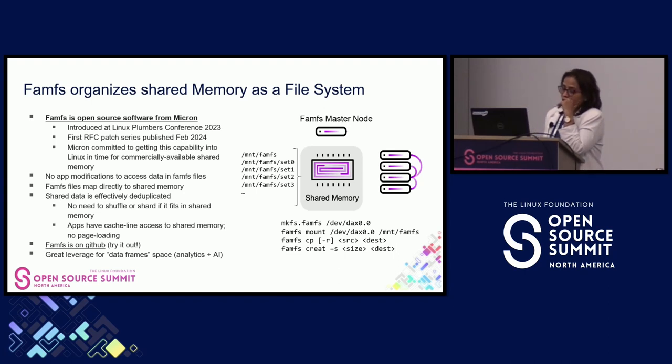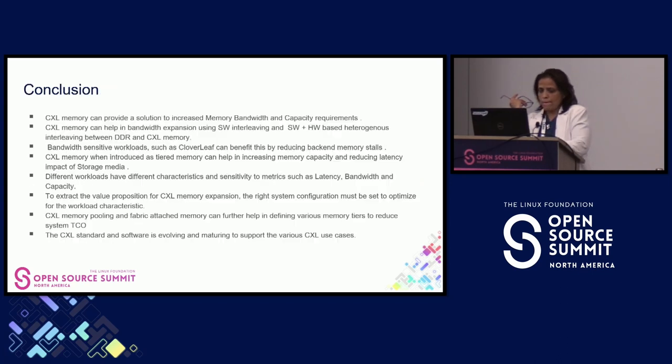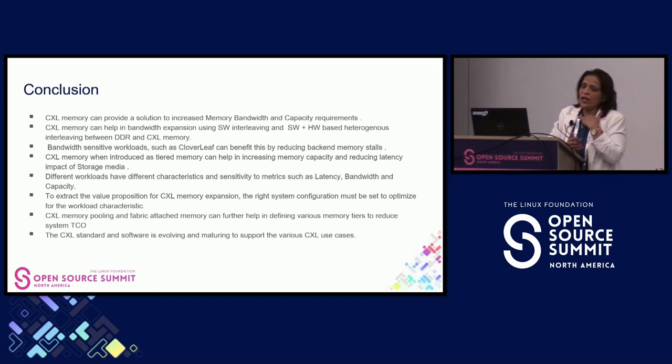This FAMFS maps directly to shared memory, and the application can directly use it through a simple memory map interface. It's available on GitHub, and the target is to focus on applications such as AI applications where large data sets are used, which can be shared across multiple applications. Okay, so here my intention was to cover these two value propositions and how those are currently supported in the kernel architecture, as the CXL standard itself is evolving, and the CXL development is evolving around it. So this was what is currently present in the kernel.